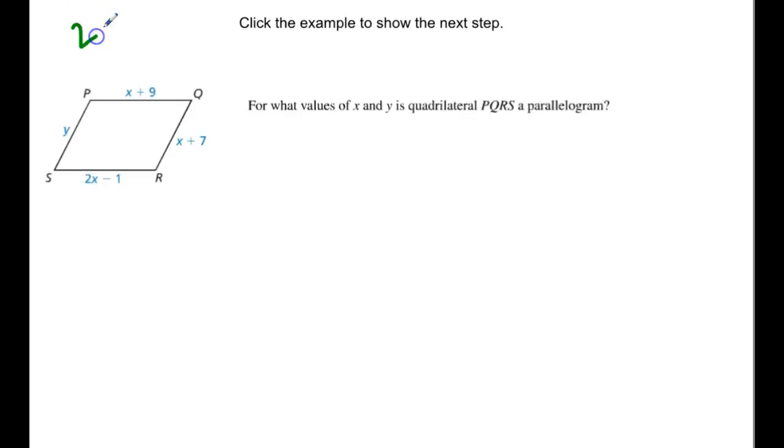Okay, so here we're looking at example number 2. For what values of x and y is quadrilateral PQRS a parallelogram? Well, I know that in order for it to be a parallelogram, my opposite sides must be congruent. So I'm going to go ahead and set those equal. So I'm going to look at PQ and RS. So I know that x plus 9 has to equal 2x minus 1 if this is going to be a true statement. So I want to get all of my x's to the same side.